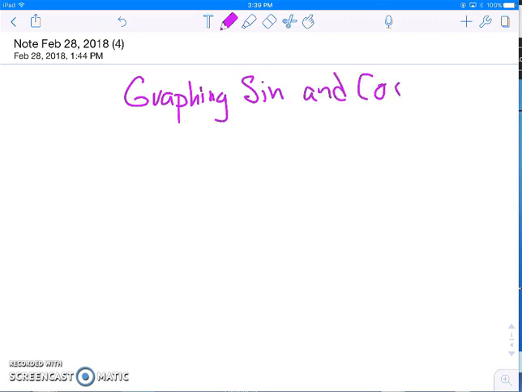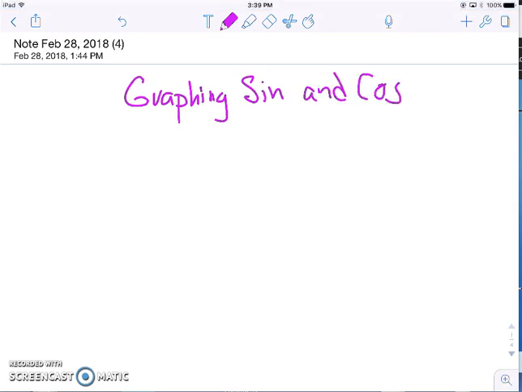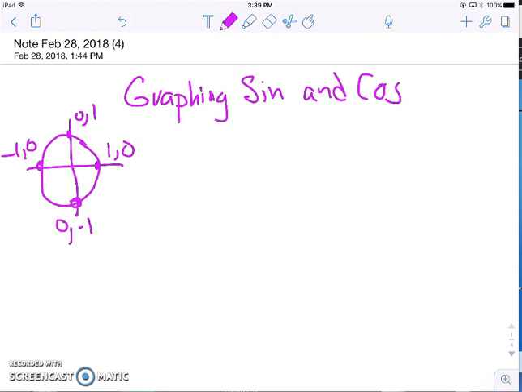Today we're going to take a look at day 1 of graphing sine and cosine. So a quick review of what we did with the spaghetti graphing here. We looked at a unit circle and we had those key points. So this was 1, 0, 0, 1, negative 1, 0, 0, negative 1.